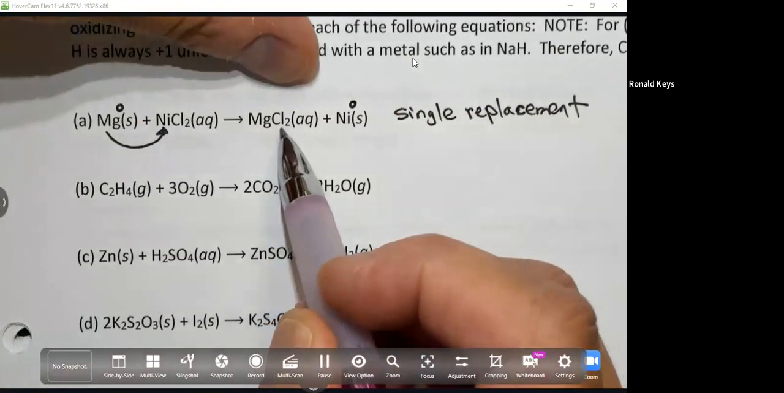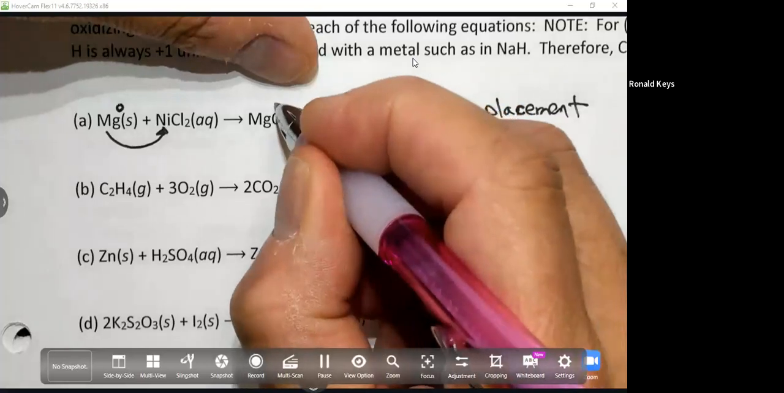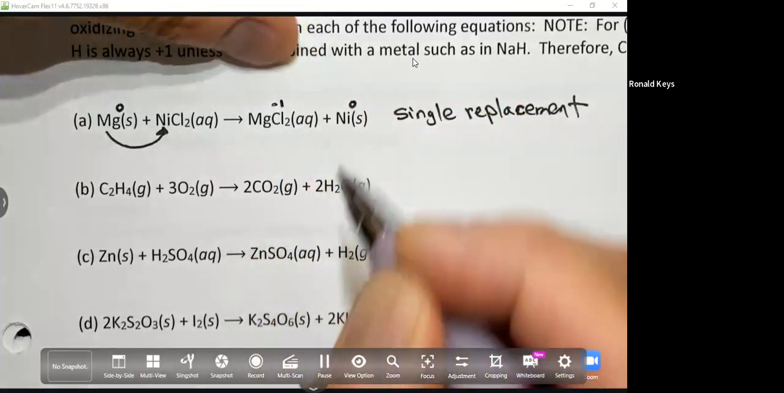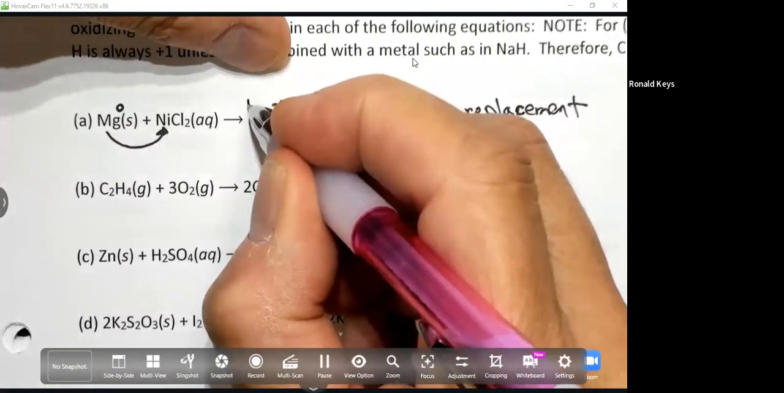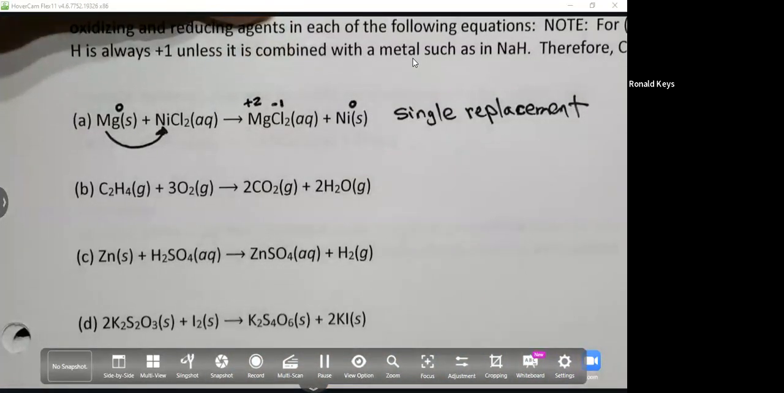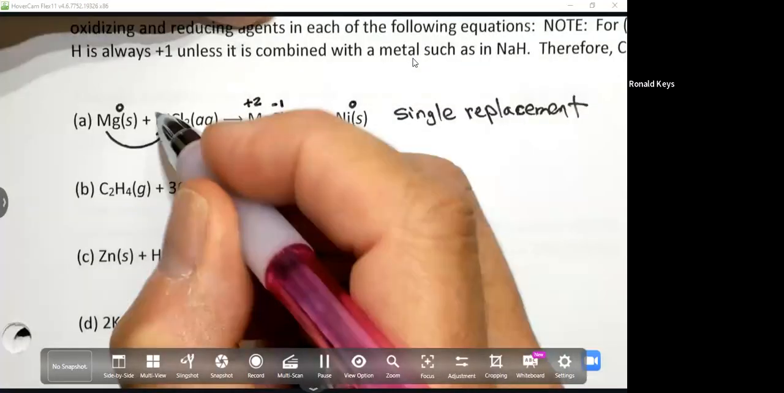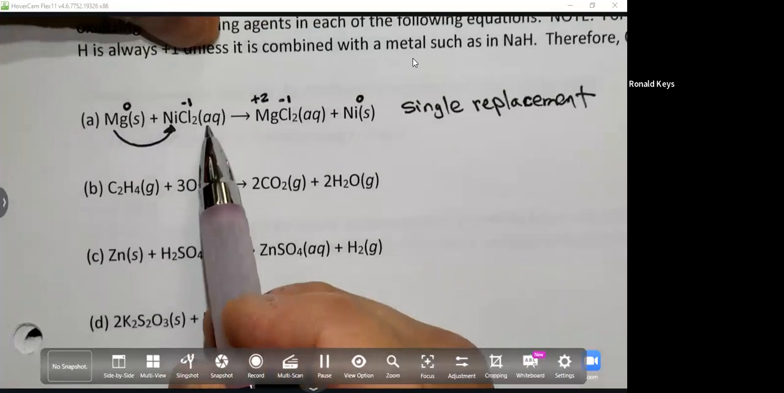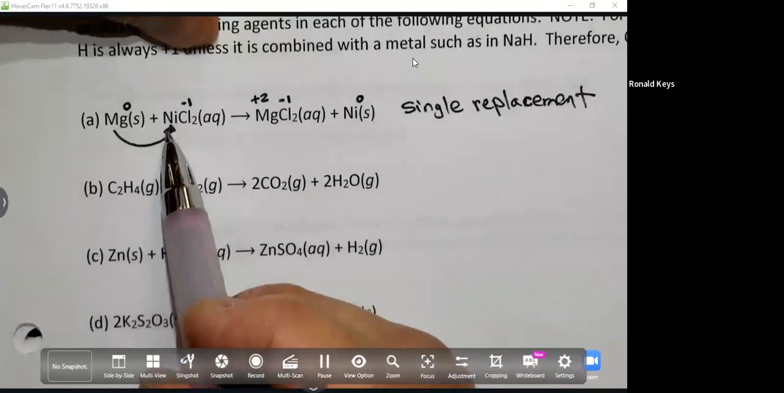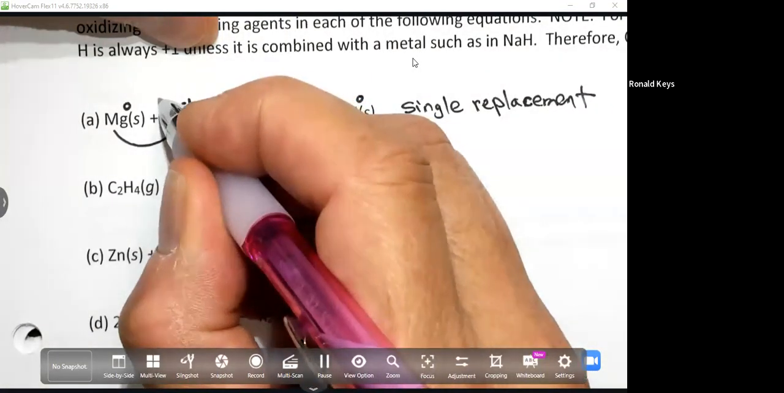Well, what's my charge of chloride? -1. What's the charge of my magnesium? Always, always, always +2. My chloride's -1. I have 2 of them. So what's my charge of nickel? +2 for my nickel.